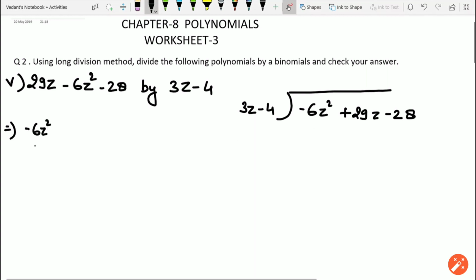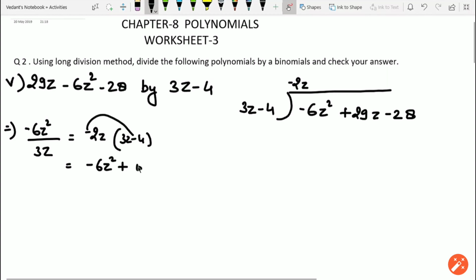Here the first term of the dividend is minus 6z square and the first term of the divisor is 3z. So this is the rough work; on the left side I am doing the rough work. We need to get minus 6z square, so we divide minus 6z square by 3z. We have minus 2z into 3z minus 4.